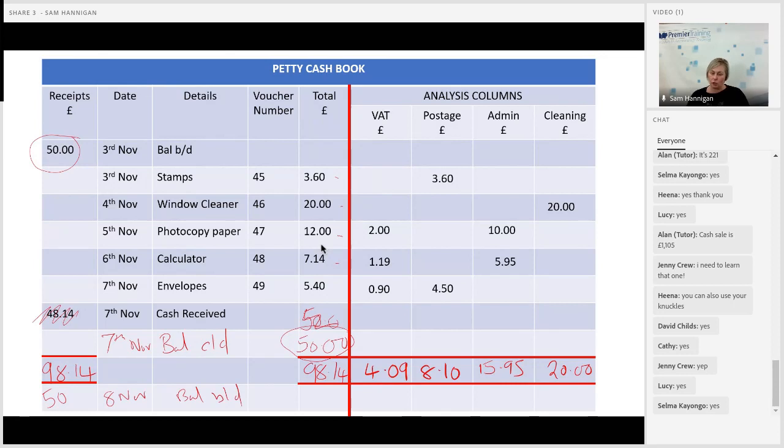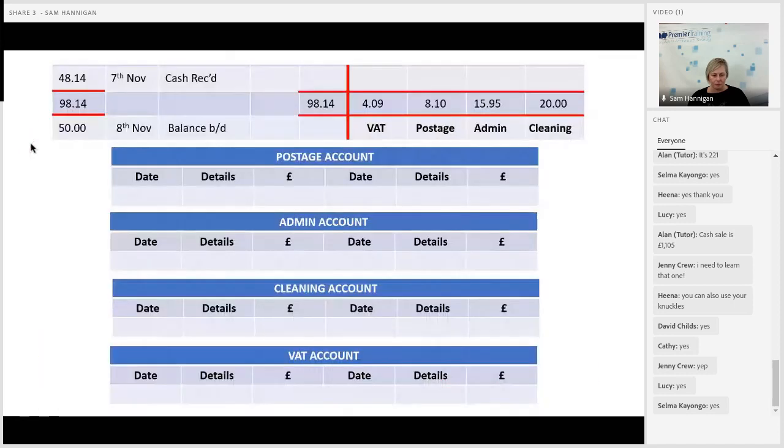So when you total up your total column, the balance carried down should equal what you originally started with. So it's very, very simple. It's just that you've got to take your time. All right then. So moving on.